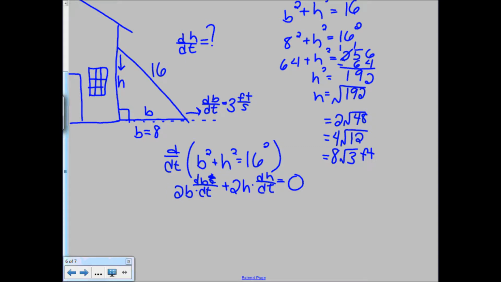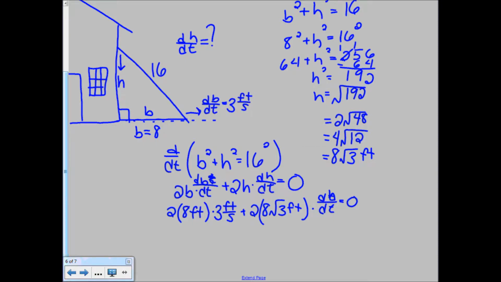So now we can plug in for what we know. We're going to have 2, and then b was supposed to be 8 feet, times db/dt, which was 3 feet per second, plus 2, and we just found that h was going to be 8 root 3 feet, times dh/dt, equaling 0. So now we're just going to solve for dh/dt and see what we get.